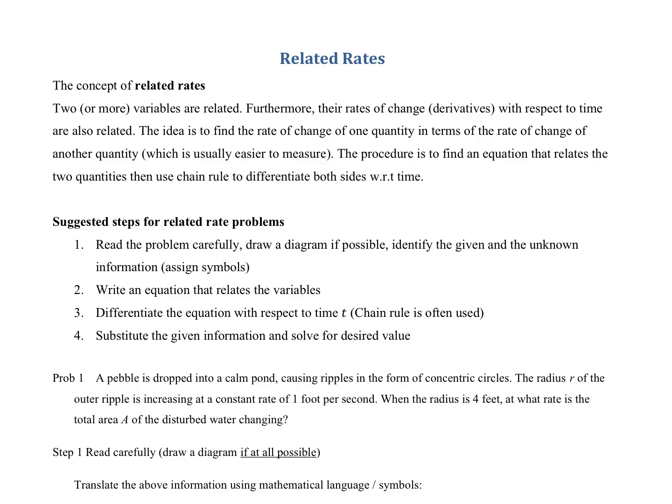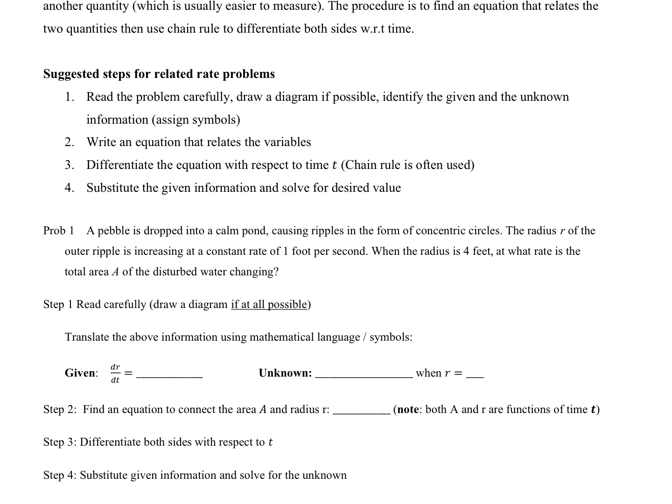After that, you're going to try to find an equation that relates those variables, and this is the equation that you want to differentiate. And then you differentiate that equation with respect to time. The chain rule is used. And then after that, you just use the given information and solve for the desired value. Let's take a look at the first example.